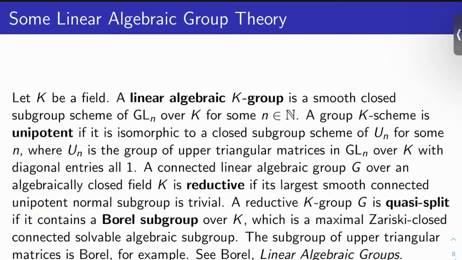Okay, adjective soup. A reductive K group G is called quasi-split if it contains what we call a Borel subgroup over K. What's a Borel subgroup over K? It's a maximal Zariski closed connected solvable algebraic subgroup.